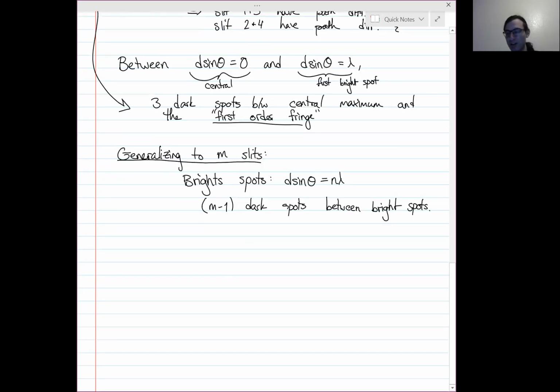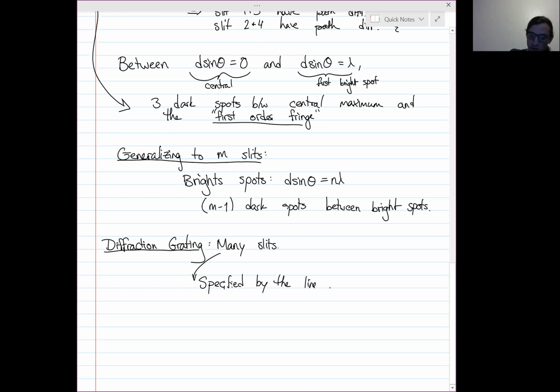So now we can actually talk about diffraction gratings. A diffraction grating is basically just a setup that has many slits. It's just a thing that has a whole bunch of slits, on the order of hundreds or thousands. In particular, the number of slits is specified by the line density, which is typically equal to the number of slits per millimeter.